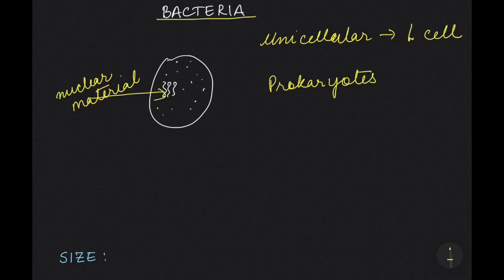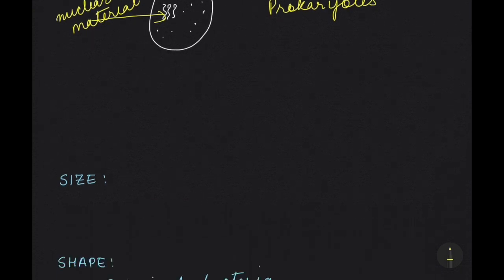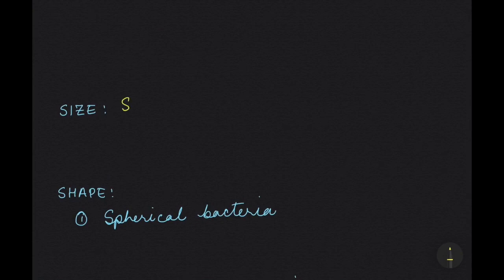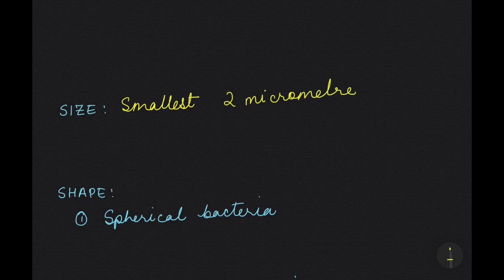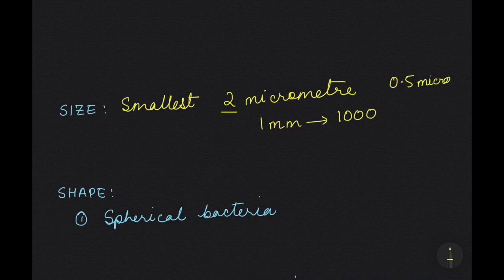Now, when we come to the size of a bacteria, we know that bacteria are the smallest living organisms. They are very, very small. They are either 2 micrometers long. Micrometer means when you divide 1 millimeter into 1000 parts, and from there you take 2 parts. It may even measure 0.5 micrometer. So they are that tiny. That is why we do not see them with our naked eyes.